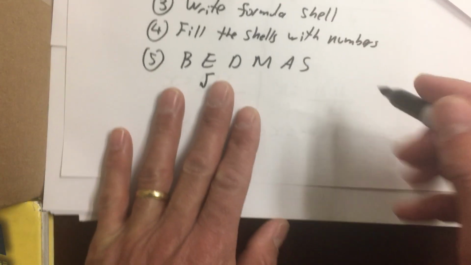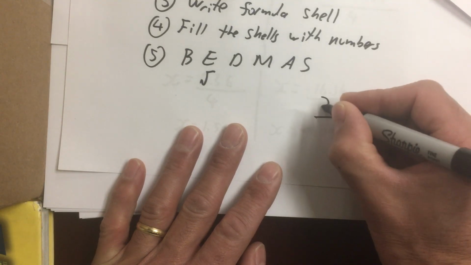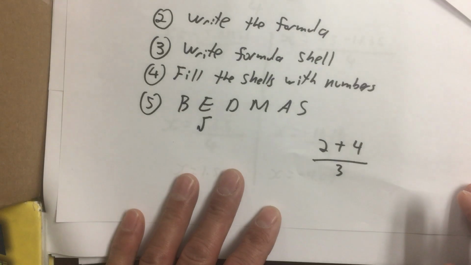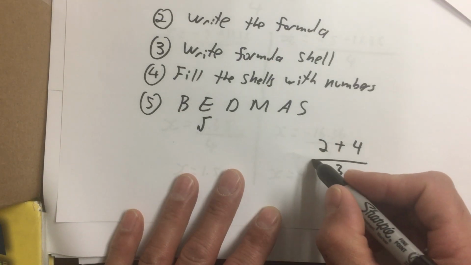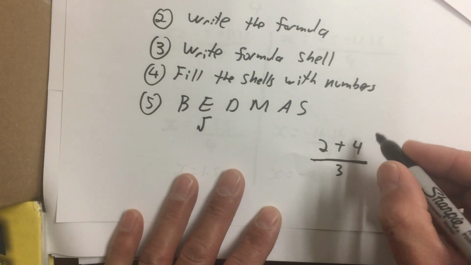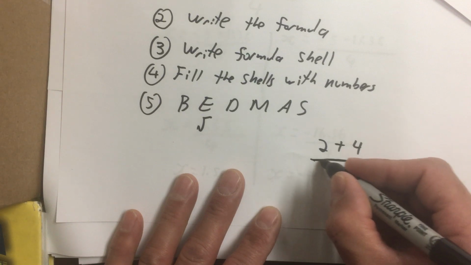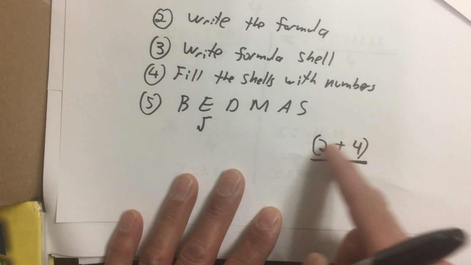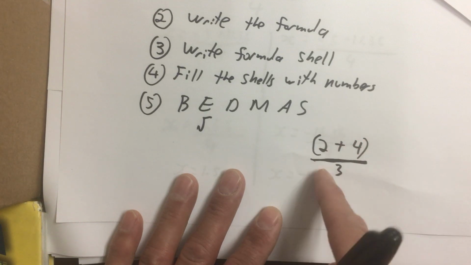But remember, when you get towards the end, if you have a number plus another number divided by a number, this line makes it as if you have brackets here. You do the addition first before the division in this case.